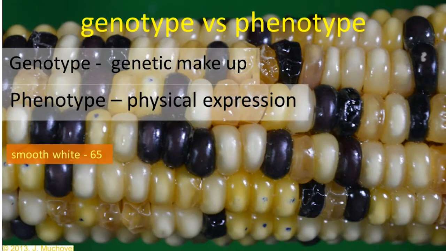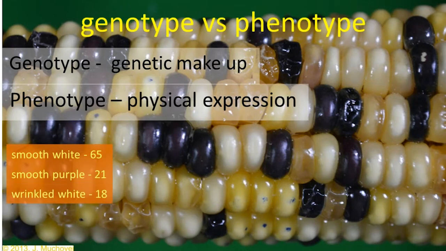It said again, we've got 65 smooth white, we've got 21 smooth purple, we've got 18 wrinkled white, we've got 7 wrinkled purple. This is our phenotype. This is what we actually see.